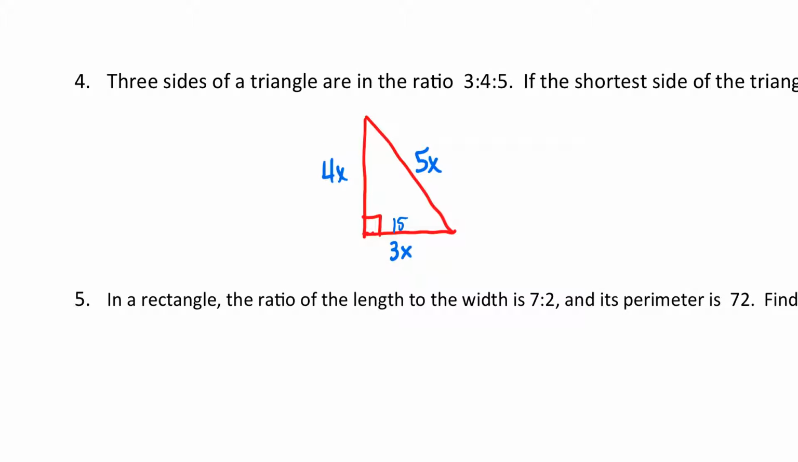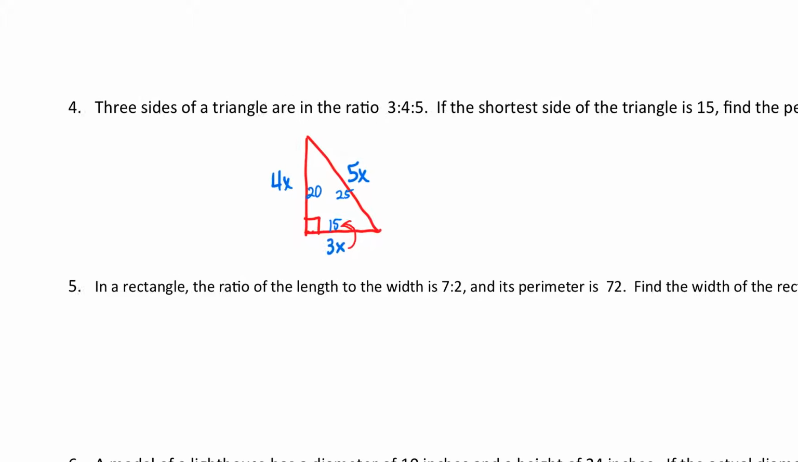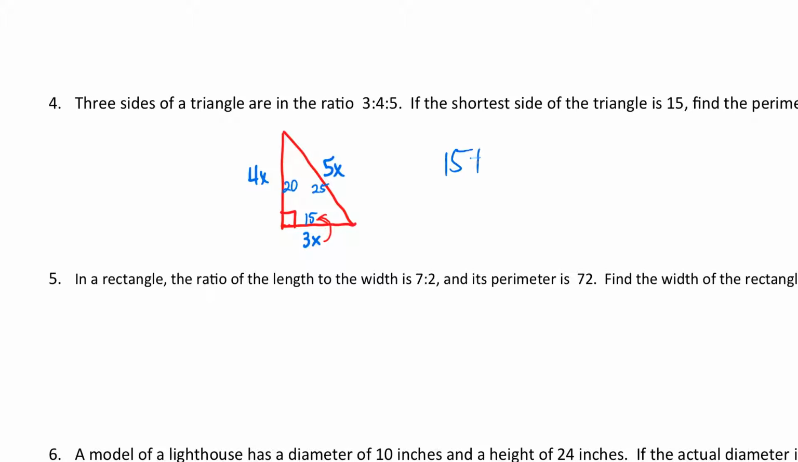So how does 3x relate to 15? Times 5, right? So up here, 4 times 5 gives us 20, and this one is going to be 25. And then for the perimeter, we have to add those all up: 15 plus 20 plus 25. We get 60 units as the perimeter.